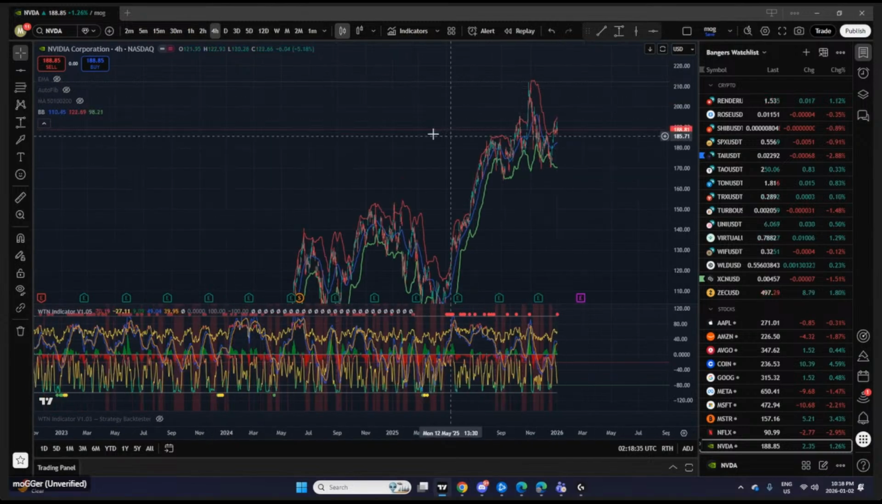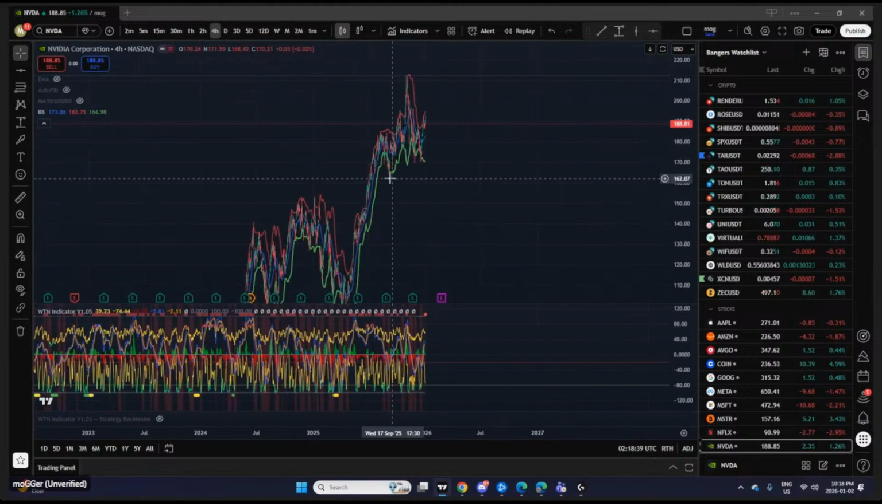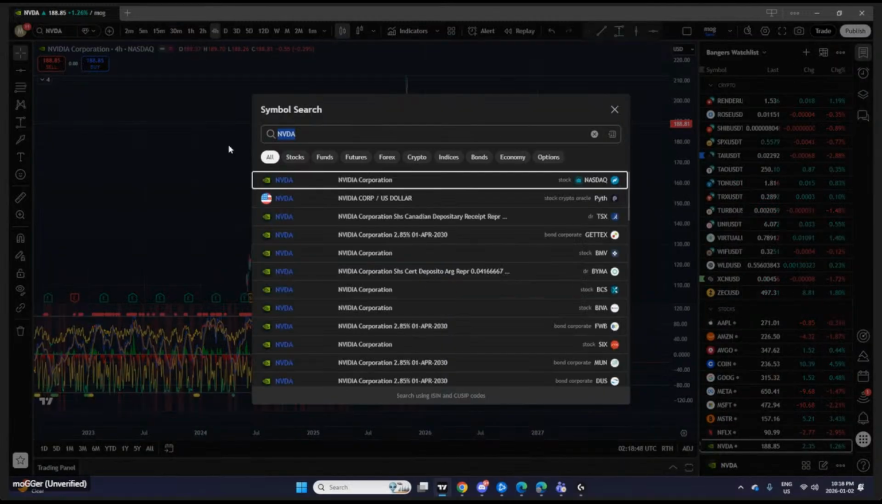I'd like to call it a flag, but it's not. I don't really like that move. It'd be more like a rising wedge, maybe. I'd have to play around with my trend lines, right? But yeah, just watch those zones.